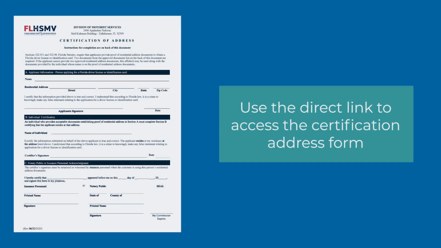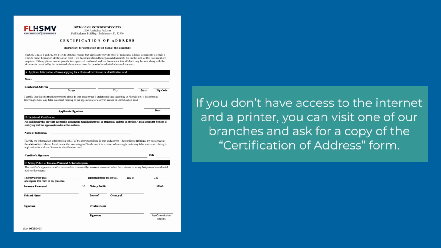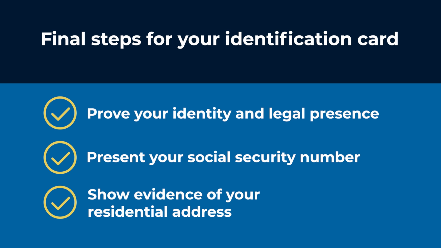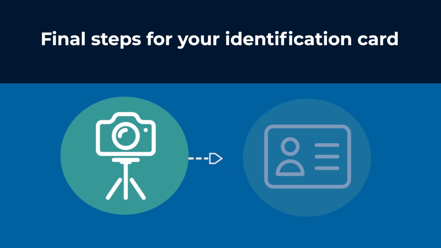You can find the certification of address form using the link in the description section of this video. If you don't have access to the internet and a printer, you can visit one of our branches and ask for a copy of the certification of address form. Once you have met all the requirements, they will take your photo and give you your identification card.